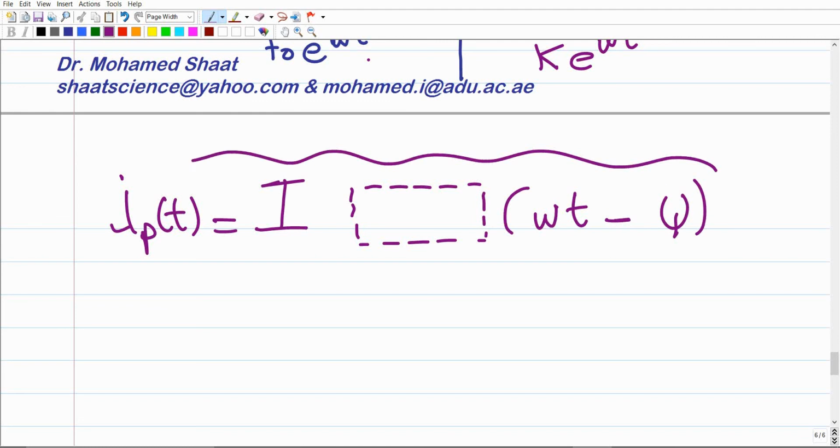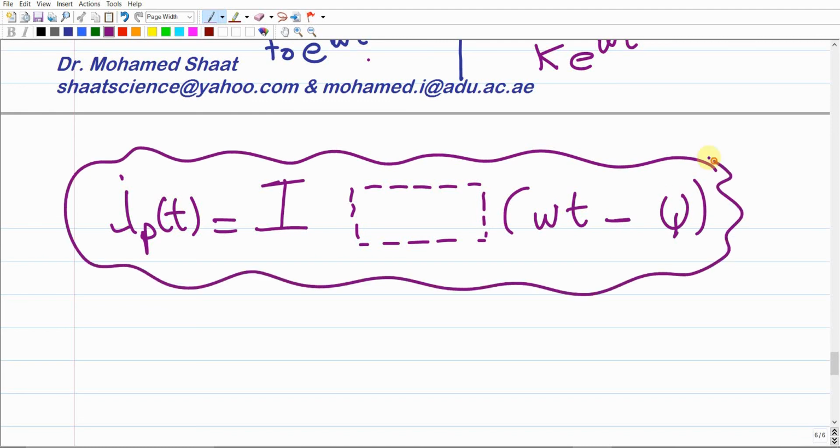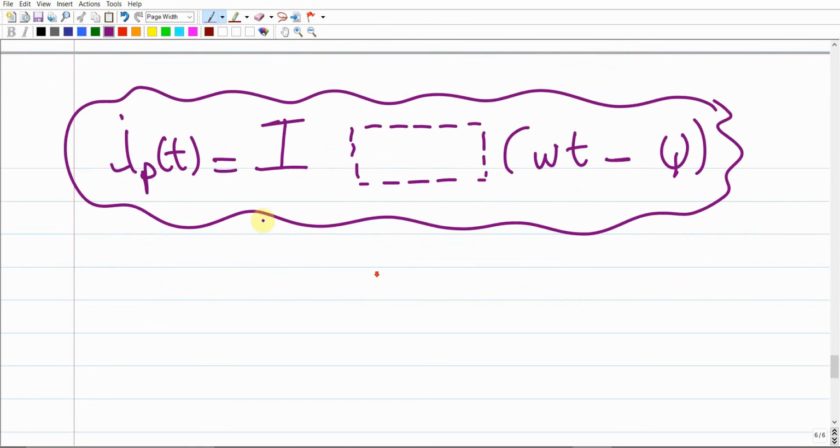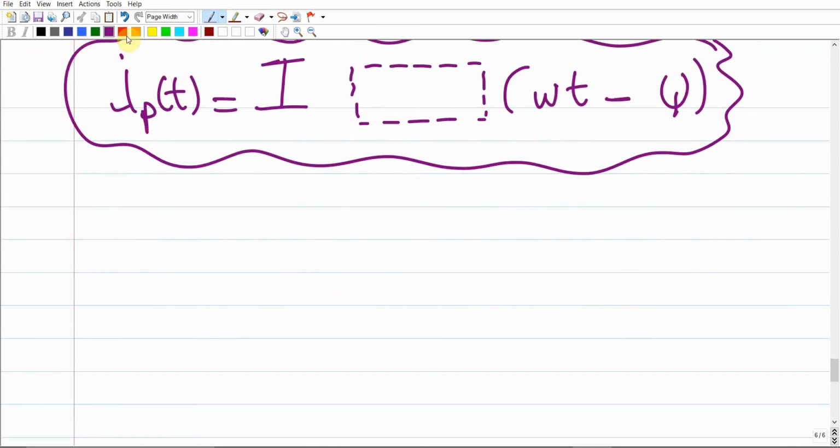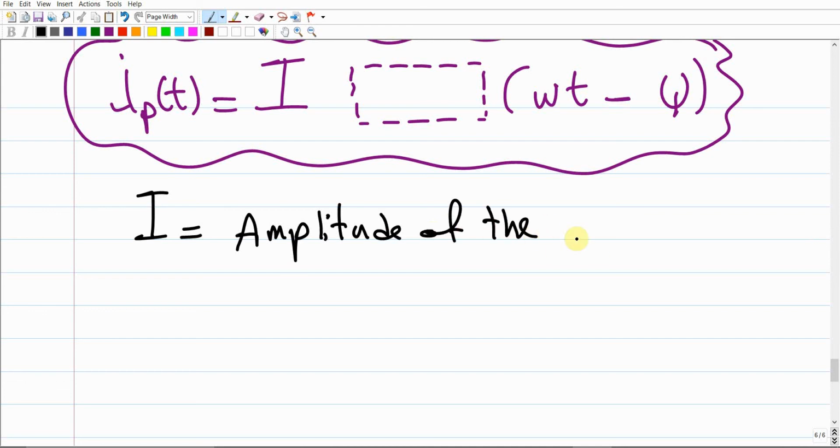This is the general solution that you should acknowledge or memorize for the particular part of the current, or the steady state solution of the current. So what are these terms? I, this is the amplitude of the current.